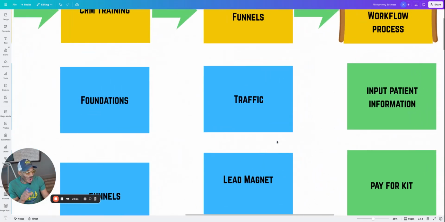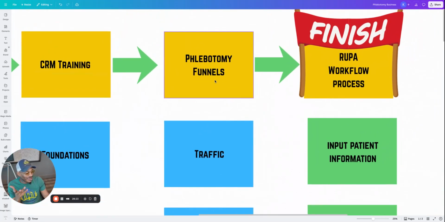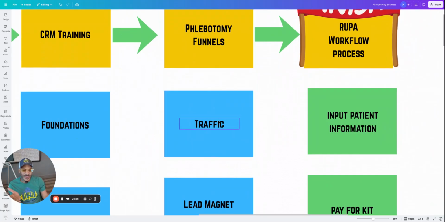Okay, almost done, guys. Next is going to be the phlebotomy funnels, of course, and just understanding traffic. Where do they come from? So, of course, social media, podcasts, interviews, different types of lead magnets. Traffic is what we want to come to our page so that we can get conversions to happen.